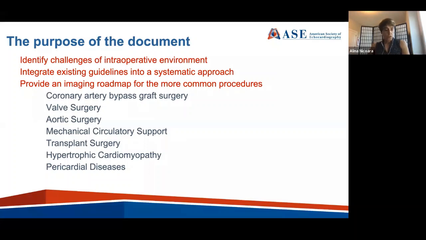So the purpose of this document is not to rewrite existing guidelines, but rather to help integrate these existing guidelines into a roadmap for imaging and interrogation of cardiac structure and function specific to the challenges of the intraoperative environment for some of the more common surgical procedures. So the document addresses different types of valve surgery, coronary artery bypass graft surgery, aortic surgery, mechanical circulatory support, both durable and temporary, and transplant surgery, hypertrophic cardiomyopathy, and pericardial diseases.